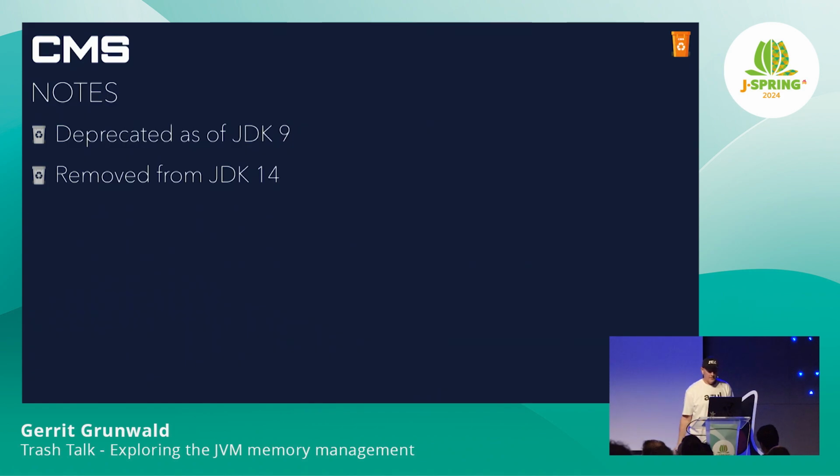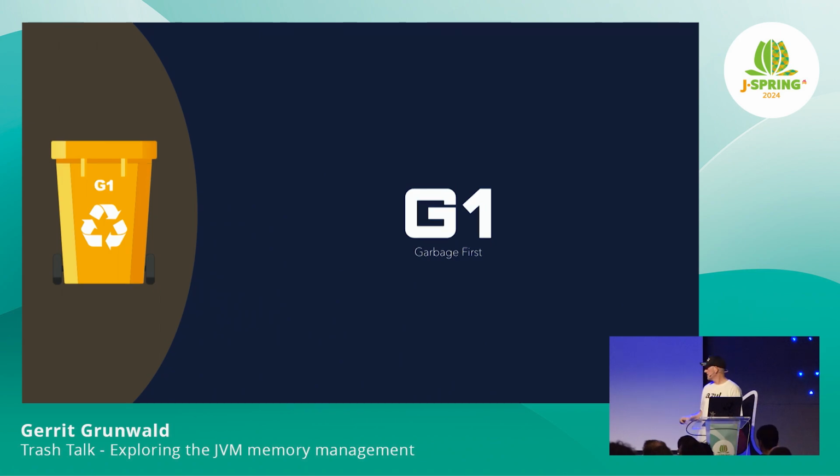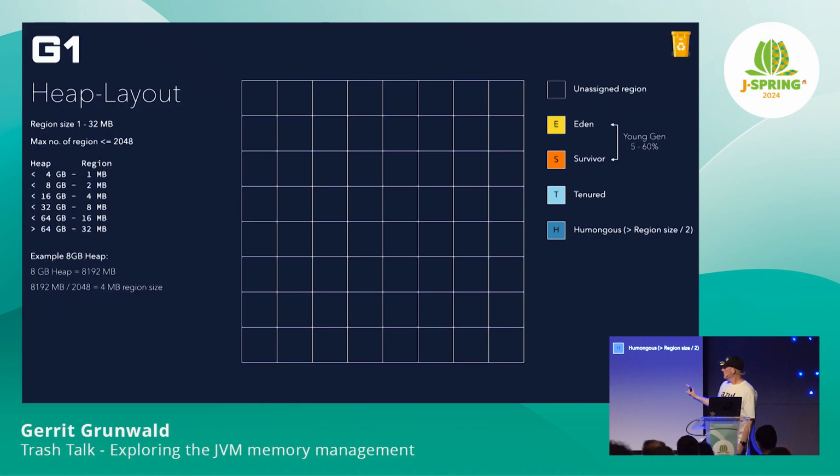It was deprecated as of JDK 9 and removed in JDK 14, and the replacement for that is G1, garbage first. And this is a totally different collector. I showed you these different areas that we have with the tenured space quite big and the survivor spaces and all that. The difference here is this is a so-called region-based collector, the first one. So we have these regions. This is the heap. And on the left side, you see if the heap is smaller than 4 gigabytes, each of the regions is 1 megabyte. And then this grows with the heap size. So if it's more than 64 gigabytes, each of these regions is 32 megabytes.